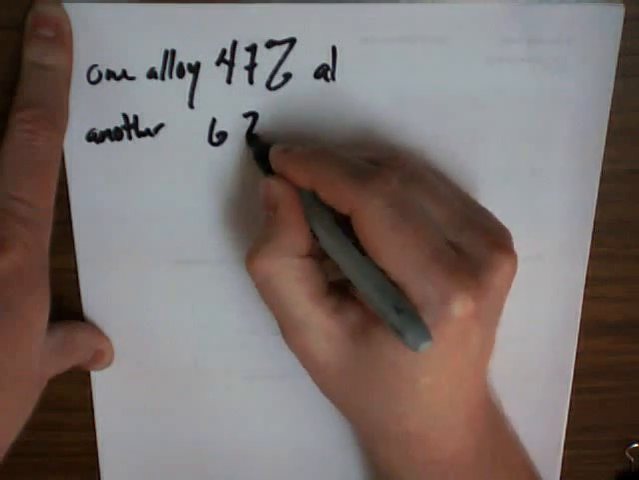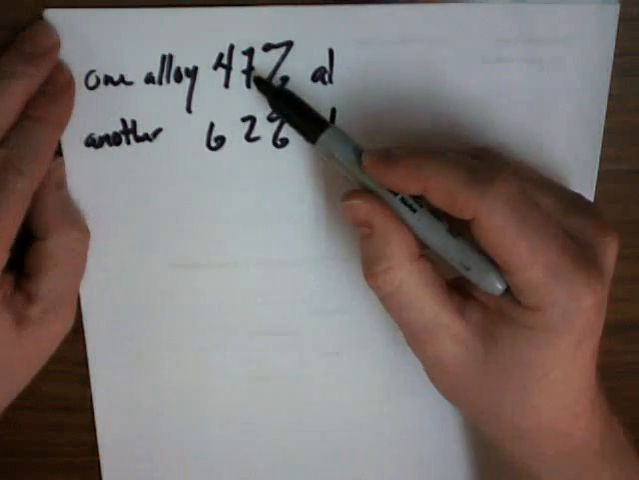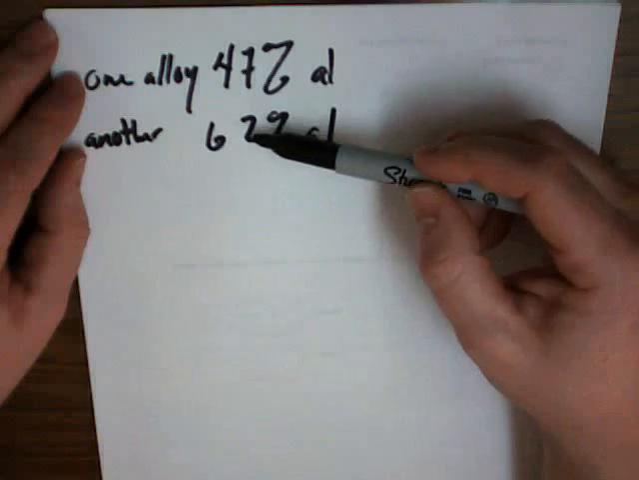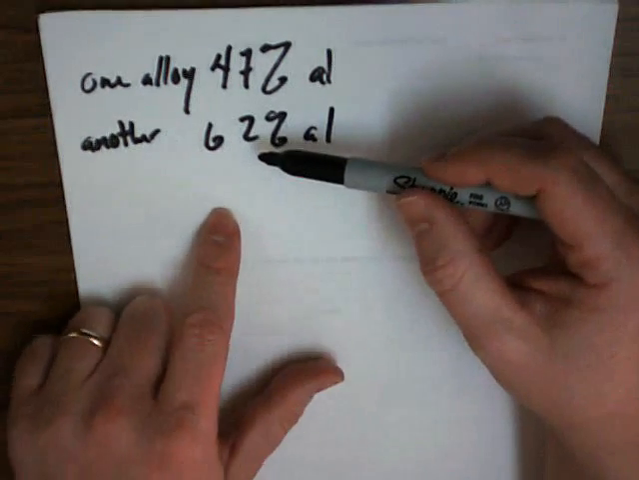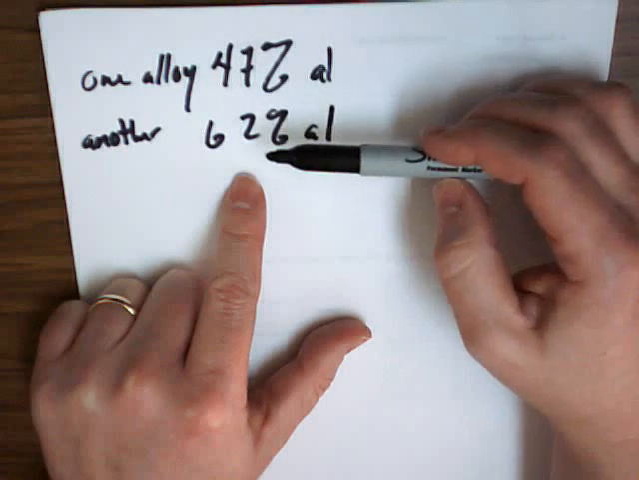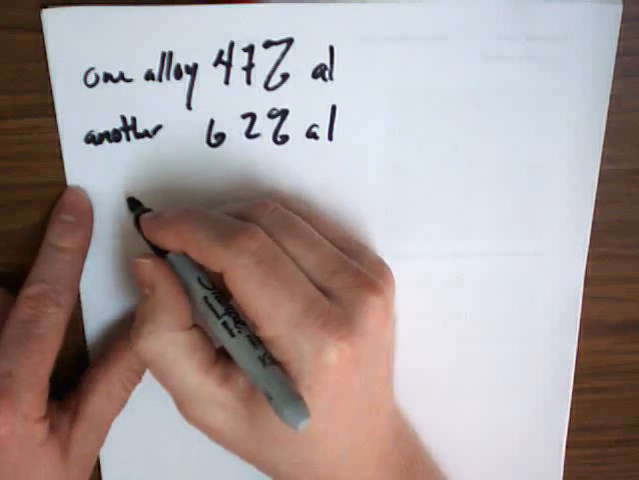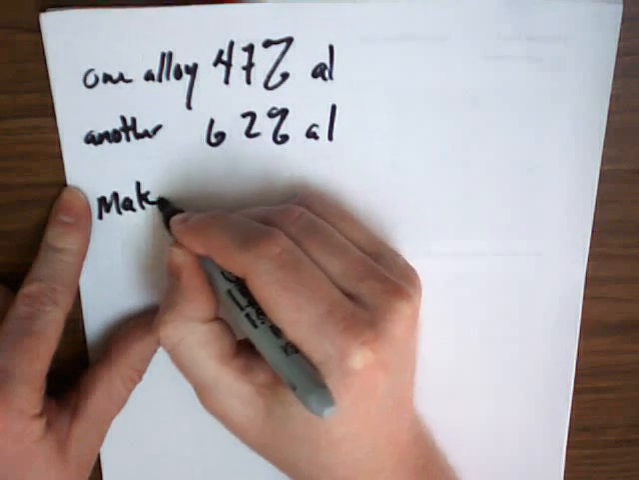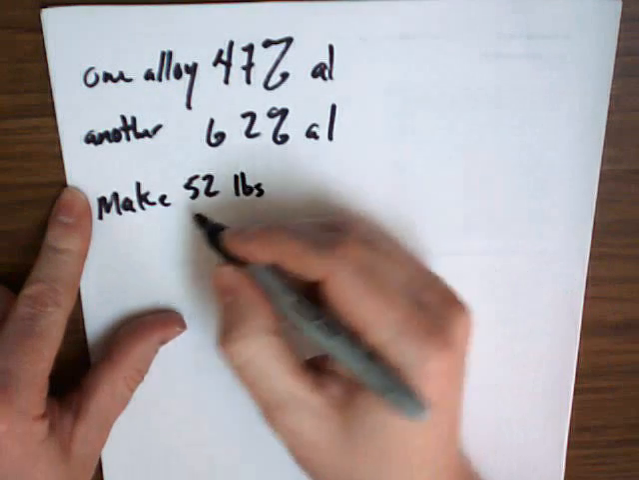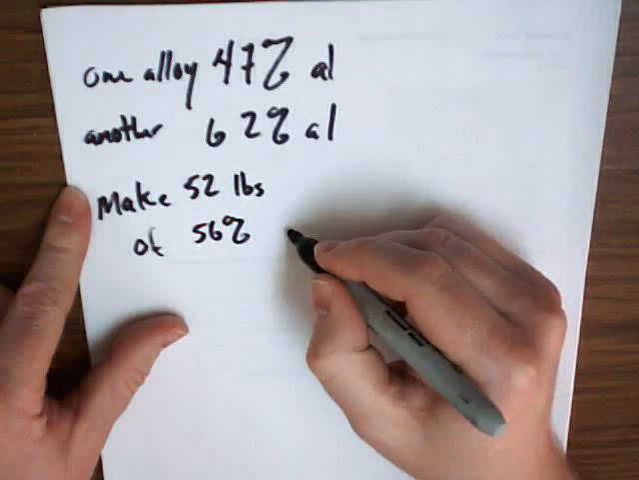It is 62% aluminum. So imagine you have a bunch of small pieces of 47% and a bunch of small pieces of 62%. You want to mix up this batch of either 47% or 62%, and you want to make 52 pounds of 56% aluminum.